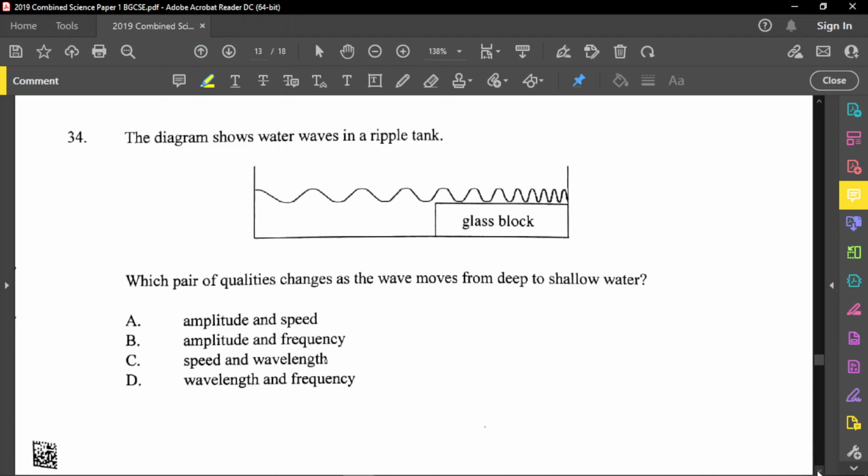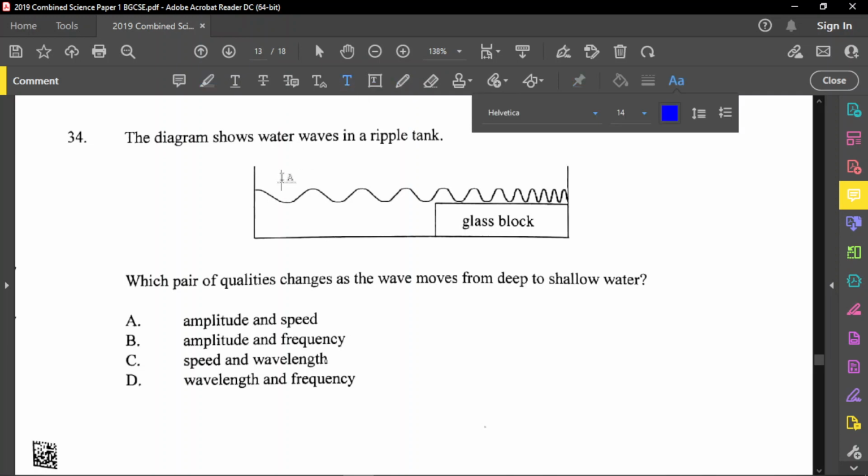Question 34. The diagram shows water waves in a ripple tank, and we have a glass block at the end to the right. Which pair of qualities change as the waves move from deep water to shallow water? Just to make a note: waves travel faster in deeper water, and they also have longer wavelengths. So there are two things you need to know: waves are faster in deeper water and slower in shallow water, and they have shorter wavelengths in shallow water and longer wavelengths in deeper water.